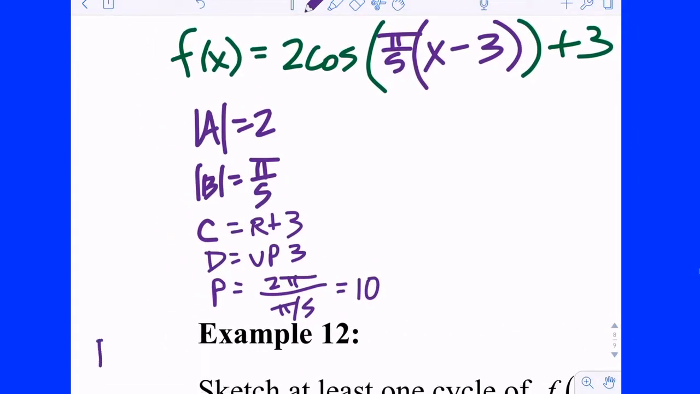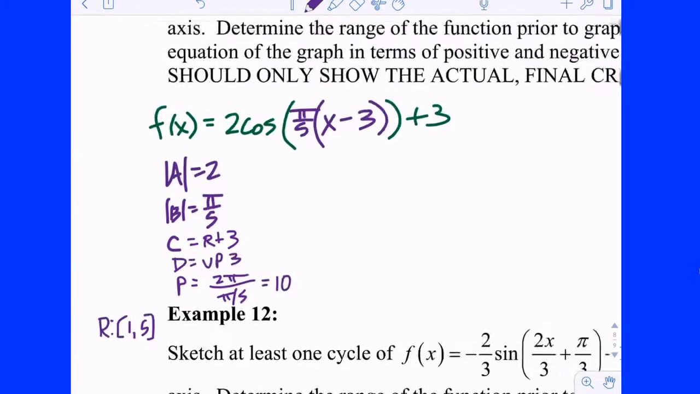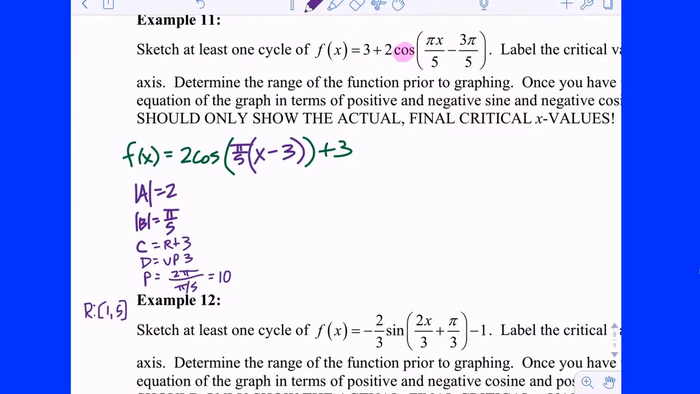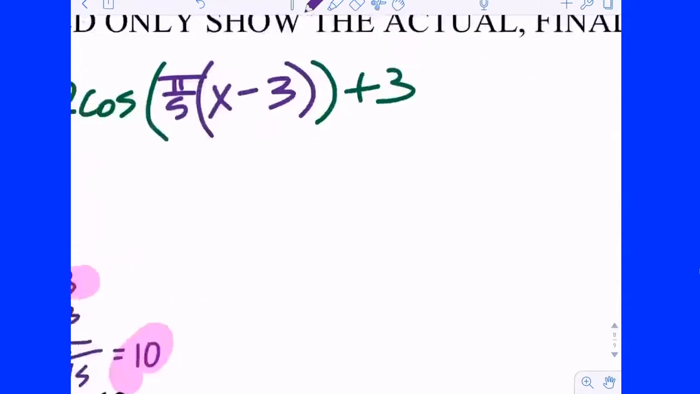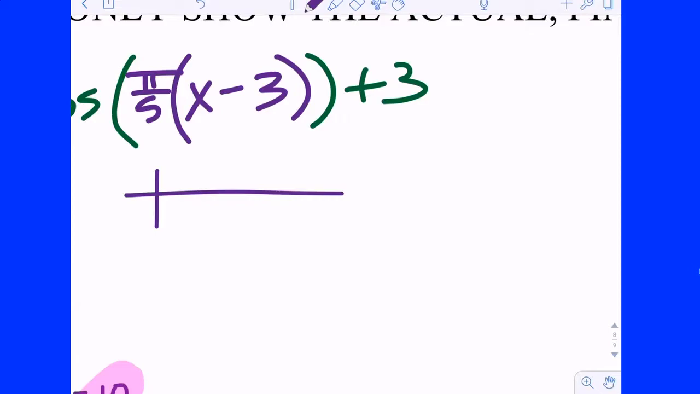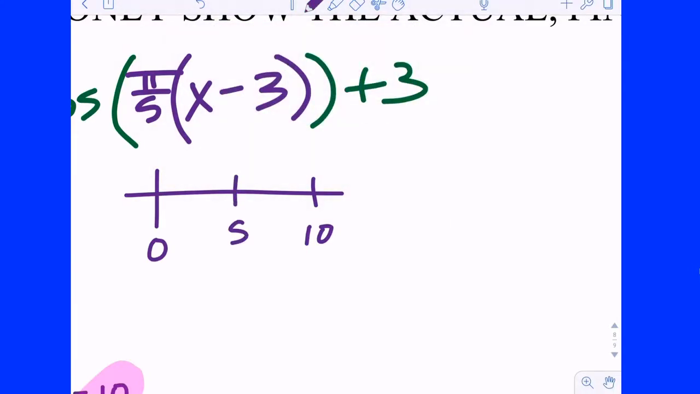And then right here, the range. One last thing, the range. What's the low value? 1, and the high value? 5. Okay, good. So now we're ready to make our axis. We do have a phase shift. We're moving it right 3. The period is 10. As you're going to see here, we're moving it over into a different spot. So there's 0, there's 10. Half of that would be? 5. That would be your half cycle. And then half of 5 is?